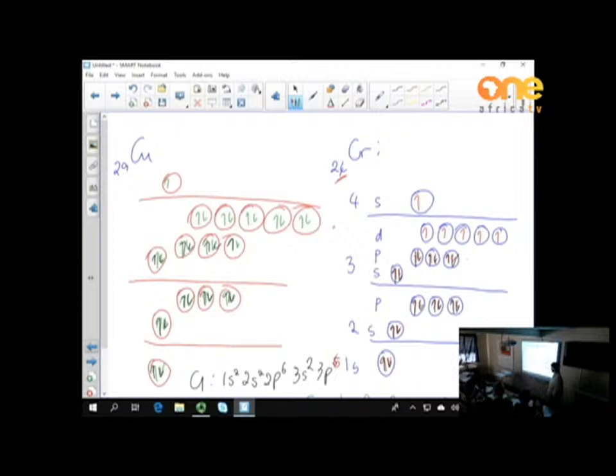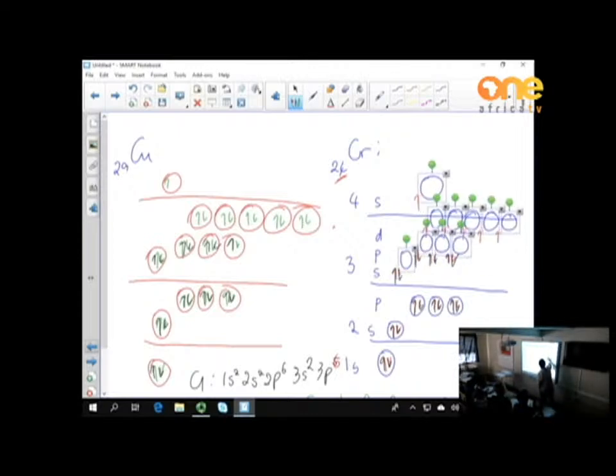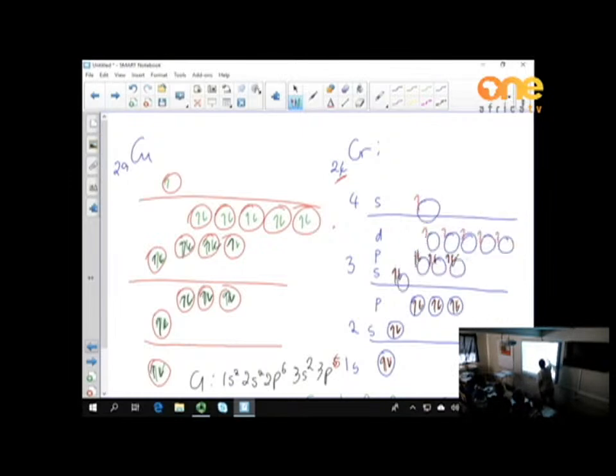The covalent bond: they share electrons. What happens is two of these orbitals, I want that one there. One of them overlaps with another one, and they share the electrons in the overlap. It's quite complicated.